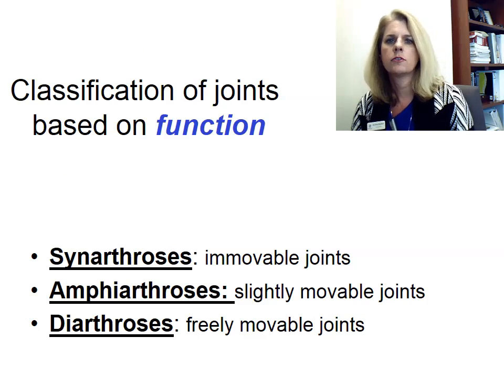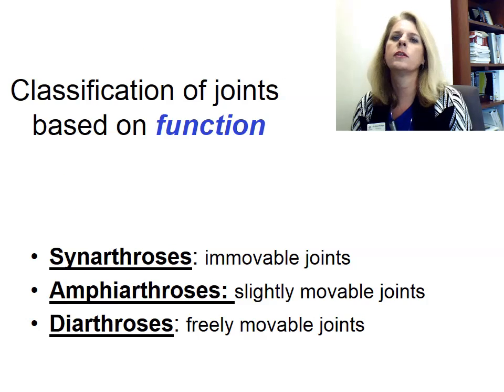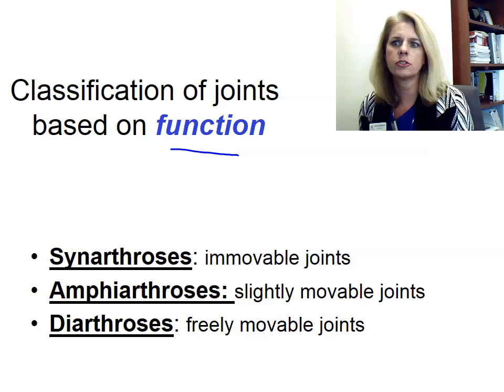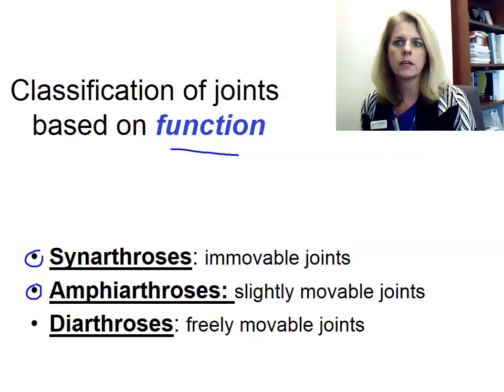So when we talk about joints, this is anatomy, so we love to classify and organize everything. We're going to classify the joints, and one of the ways you can classify joints is on what they do. Remember, physiology is function. And so there are three functional types of joints. You have the synarthrosis, an amphiarthrosis, and a diarthrosis.